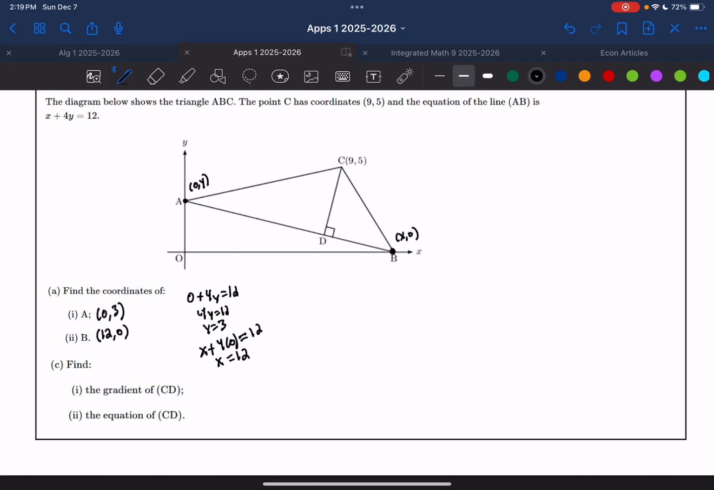Okay, so now we want the gradient of CD. To find the gradient of CD, we only have the one point on it, right? We only have point C, so we can't use our slope formula. But we know that it is perpendicular to AB, and we can determine the slope of AB. If we find the gradient of this line, then we can find the gradient of this line.